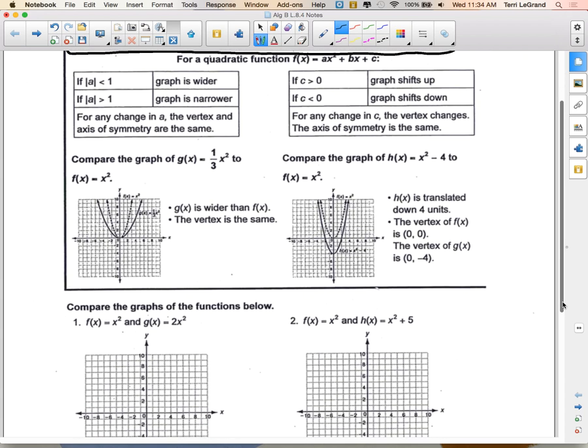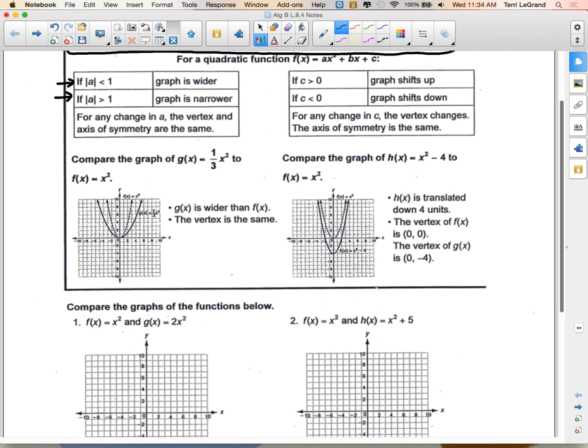So it says right here, this is kind of important also. Let's put some arrows by these. If the absolute value of a is less than 1, the graph is wider. If the absolute value of a is greater than 1, the graph got narrower. So the bigger the absolute value of a gets, the skinnier it gets. It closes the parabola in. The smaller the absolute value of a gets, it opens it up. It widens out that U-shaped graph.